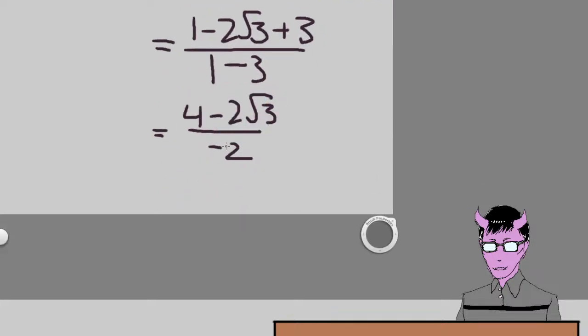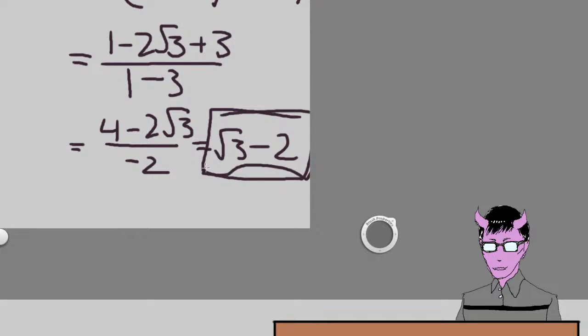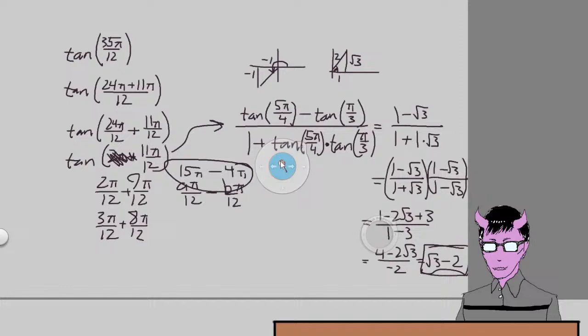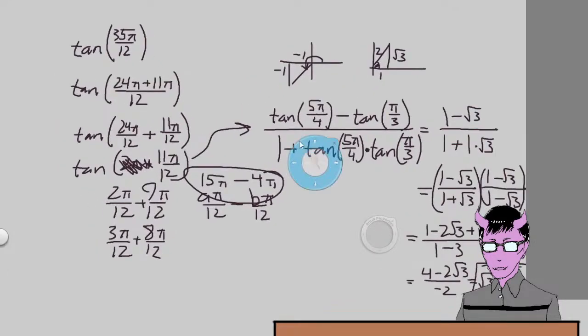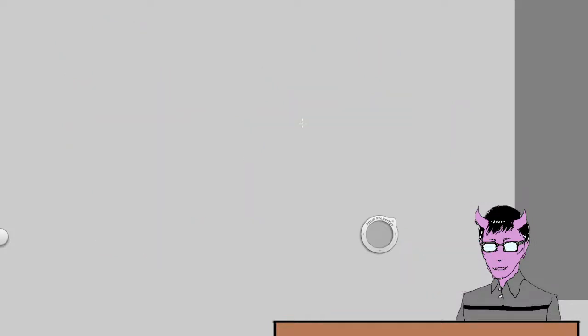Alright, so we do a little bit of a sign flip. We're going to get root 3 minus 2. Final answer should be good. Yeah, that's good. That's the final answer. And for practice, you could always use the longer method of evaluating the tangent as the sine over cosine. It's up to you. And next up we have sine.